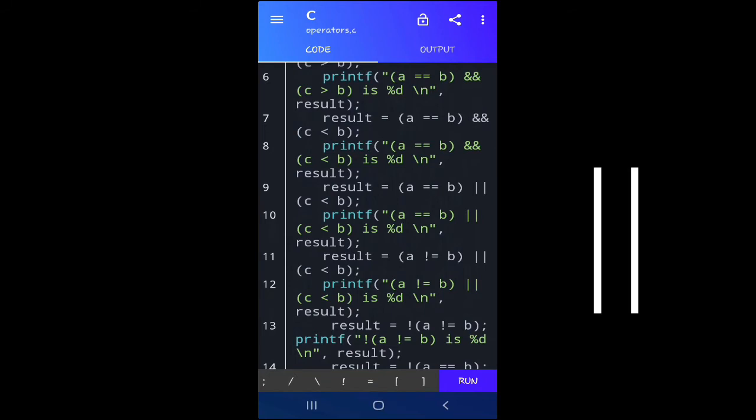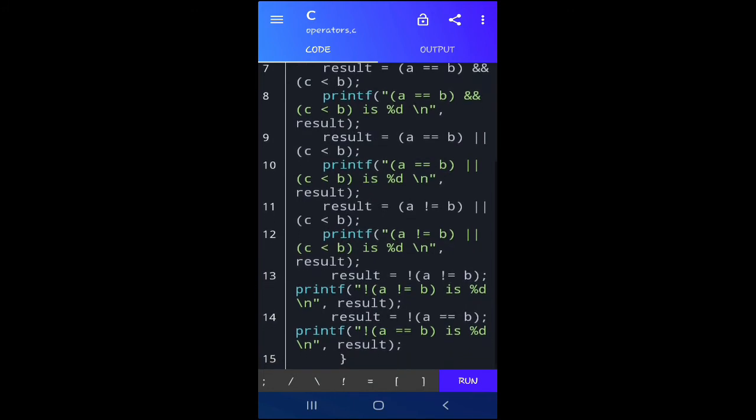Let's take one more, the OR operator. Look at the ninth line: result equals a equals b or c less than b. Here, if the right hand side is true, it is true, or if the left hand side is true, it is true. So if any one condition is true, we will get the value 1. That is for the OR operator.